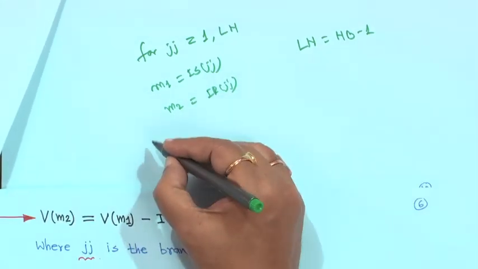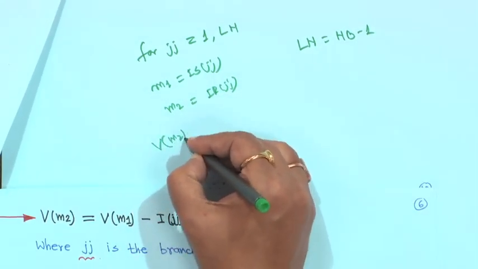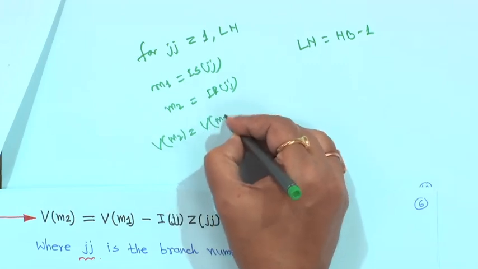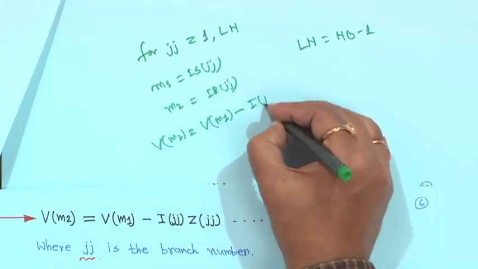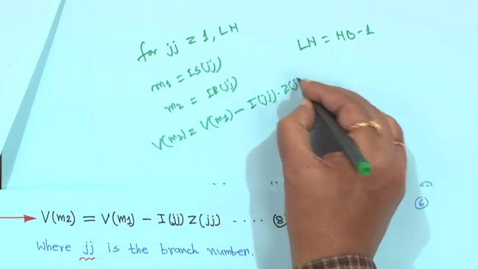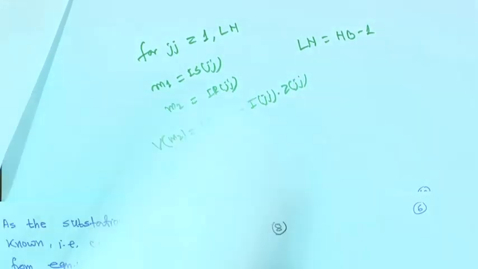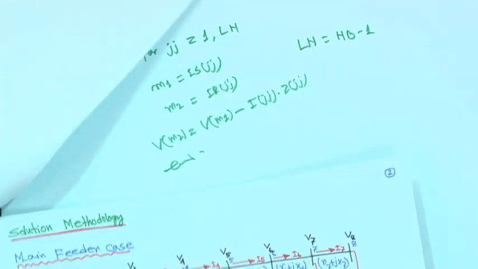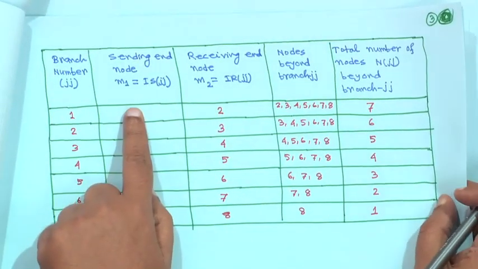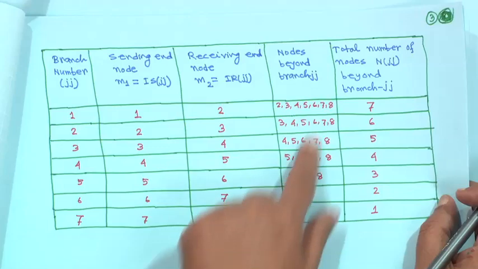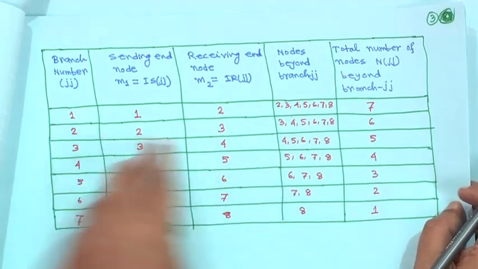After that you write Vm2 is equal to Vm1 minus Ijj into Zjj, and end. Because this table you are reading, this table whatever we have made, has all the branch numbers, sending end node, receiving end node, node 0, branch Jj and the total number of nodes, all of which you are reading as data.